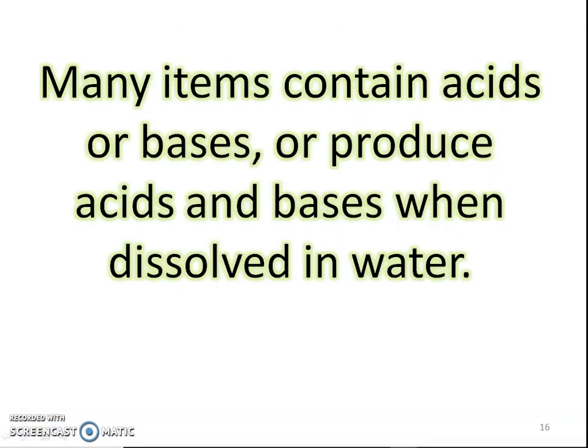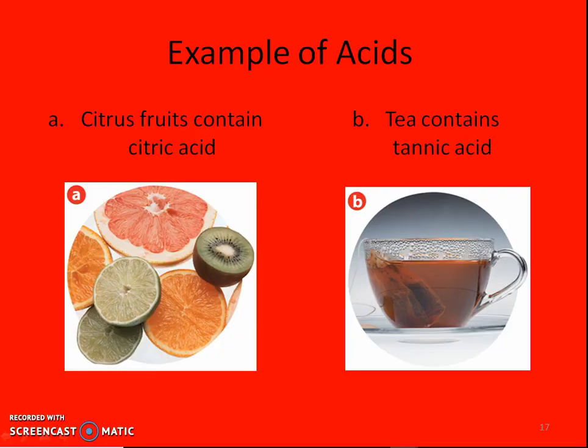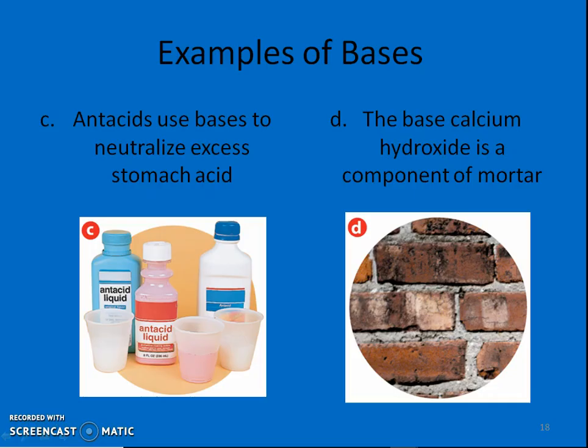So many items contain acids or bases. Some you probably would recognize right away, and some you're like, oh, I never knew that was acidic or that was basic. So examples of acids would be your citrus fruits, and even your teas and coffees are usually more on the acidic side. When you take Tums or an antacid, it neutralizes your stomach and calms it down if it's upset, and that's a base. Also, calcium hydroxide is a component of mortar. It's kind of like the glue that holds bricks together. Most things that have calcium in them, I'm going to say, are more on the basic side.